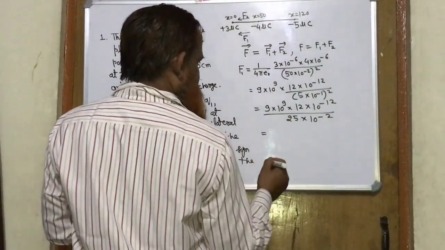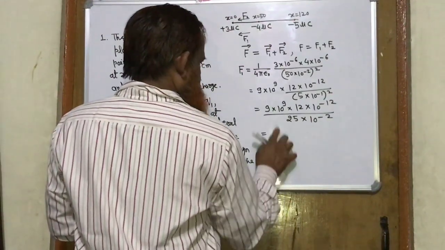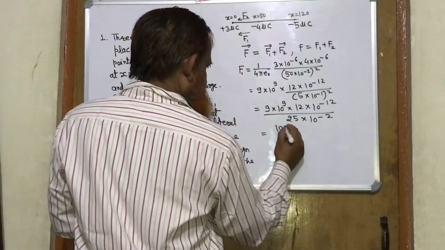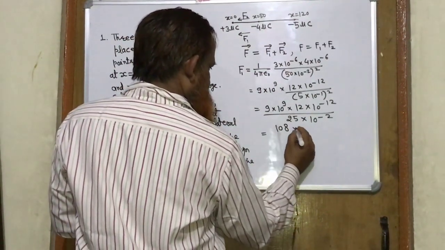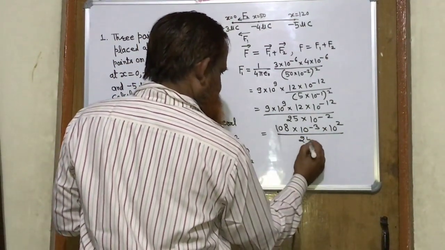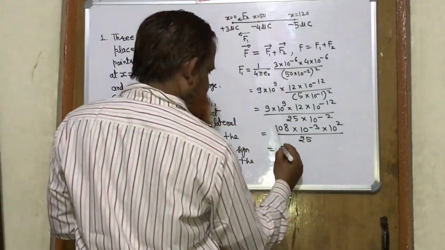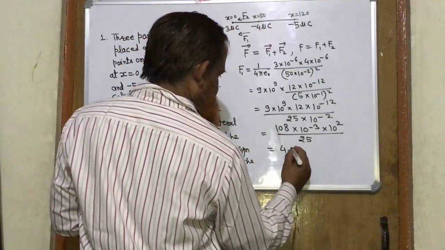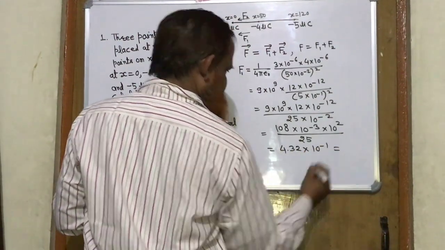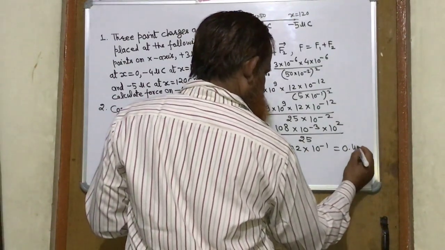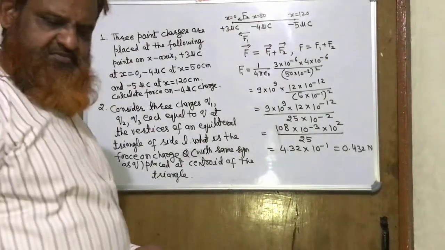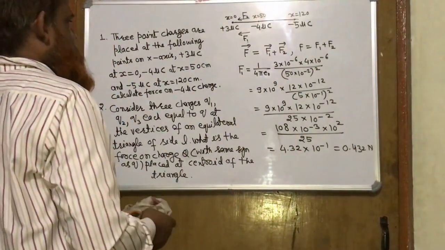So we will get 108 into 10 to the power minus 3, it will be 10 to the power 2 upon 25, and 25 times 4 is 100, so 0.432 Newton. So it is F1. In a similar way, we will find F2.